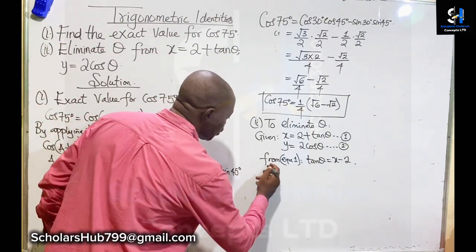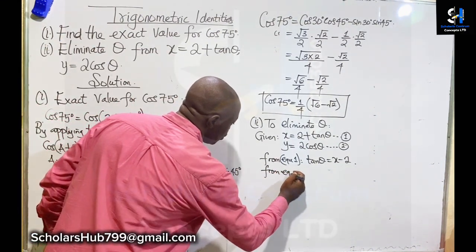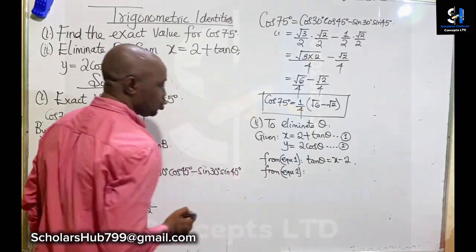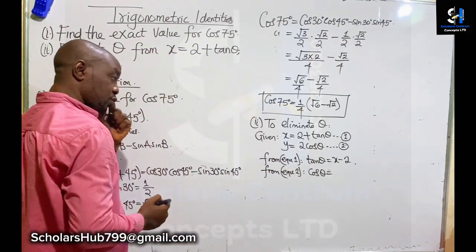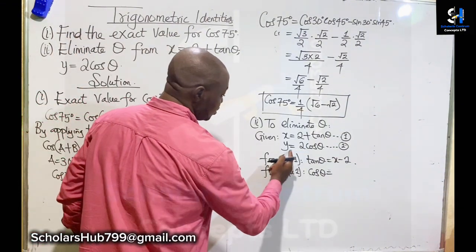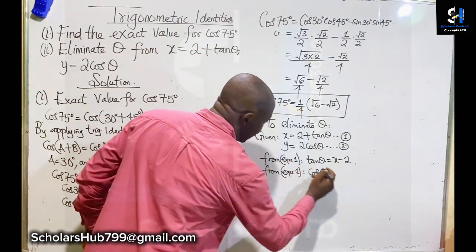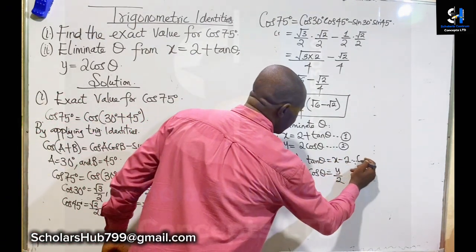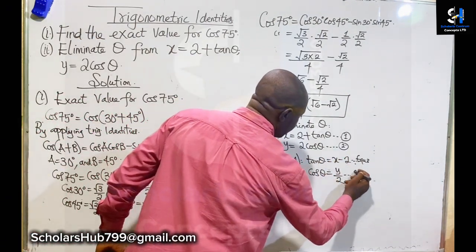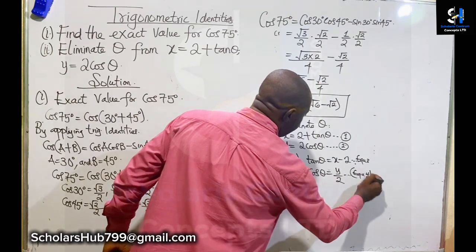Then from equation 2, we want to get cos theta. Cos theta will be y divided by 2. So this becomes equation 3, and this becomes equation 4.